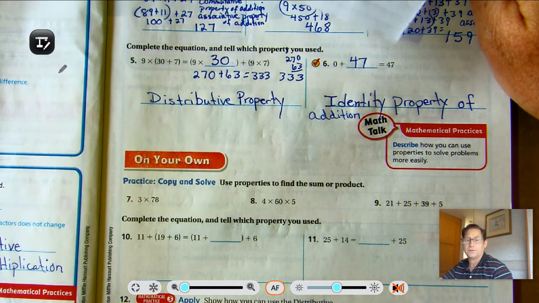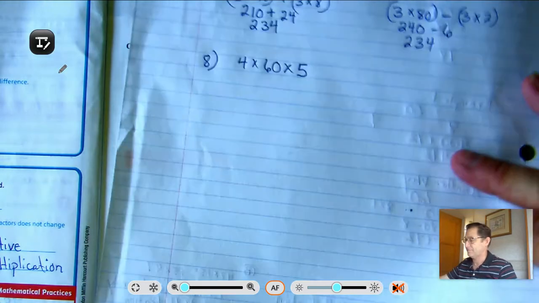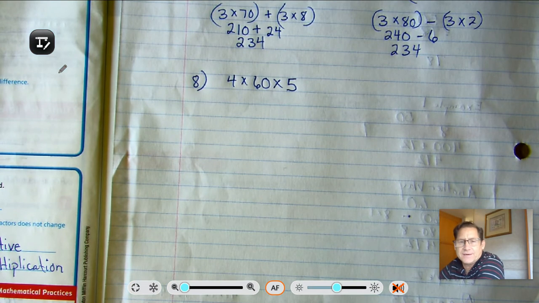Number 8 says 4. It has the factors 4, 60, and 5. So 4 times 60 times 5. Now, those are actually all pretty straightforward, nice numbers, right? Do we want to say 4 times 60 and then take that product and multiply by 5? Or would it be easier to go 60 times 5 and multiply that product by 4? Or does it make more sense to switch the order of the 60 and the 5 to get 4 times 5 times 60?